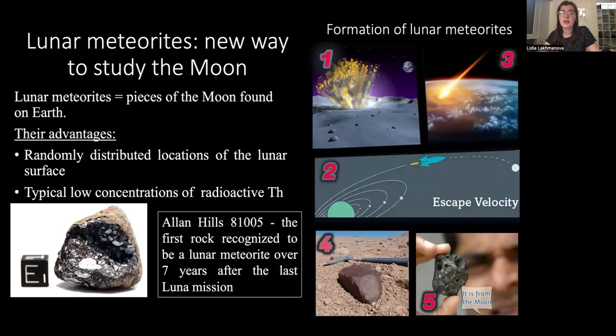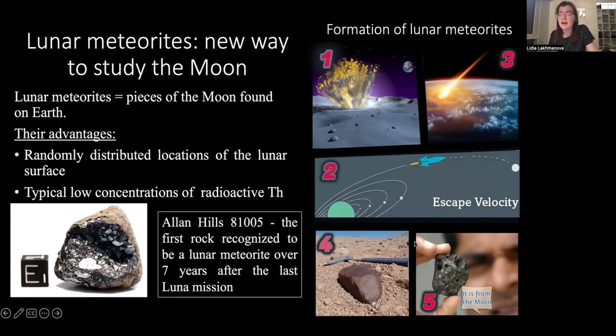In the common language, they are pieces of the moon that we actually find here on Earth. The history of the lunar meteorites formation is shown on the left. At the beginning, an asteroid or a comet impacts the moon and ejects the lunar material. Then, a lunar rock is accelerated to escape velocity and leaves the moon's gravitational field. It travels a relatively short distance and eventually lands on Earth. Someone finds it and someone recognizes that it's from the moon.